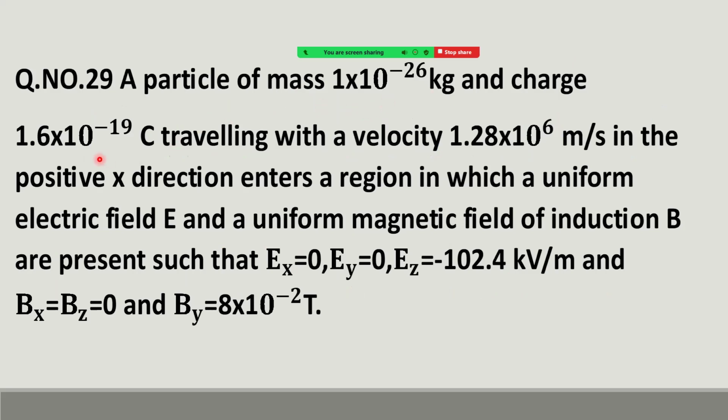Given the mass of the particle and its charge, traveling with a velocity in the positive x direction, it enters a region in which a uniform electric field and a uniform magnetic field are present. So E is (0, 0, minus 102.4), where minus indicates it is along the negative z direction. Along x and y there is no electric field, only along negative z. And for the magnetic field, x and z components are both 0. It is only along the y axis.